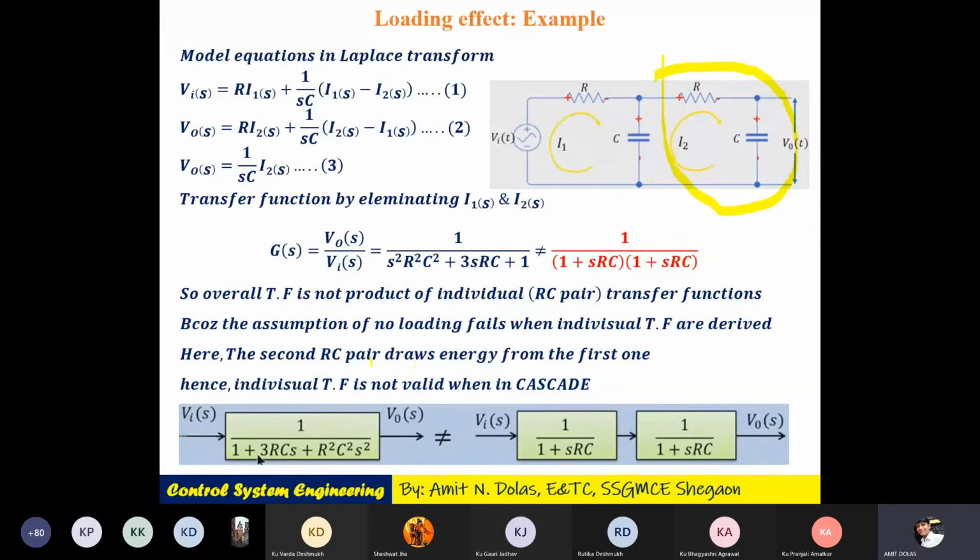Second RC pair draws energy from first RC pair. यहाँ से energy draw कर रहा है. It is called loading. Individual transfer function is not valid when in cascade. Cascade में है तो हम ऐसे नहीं कर सकता है.